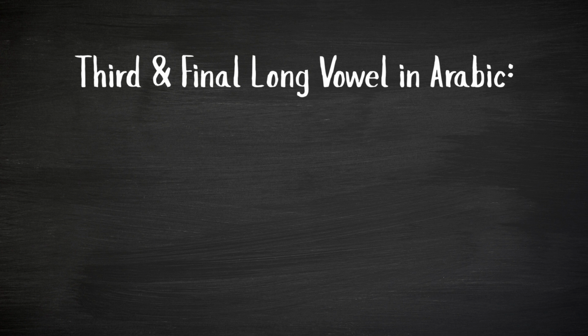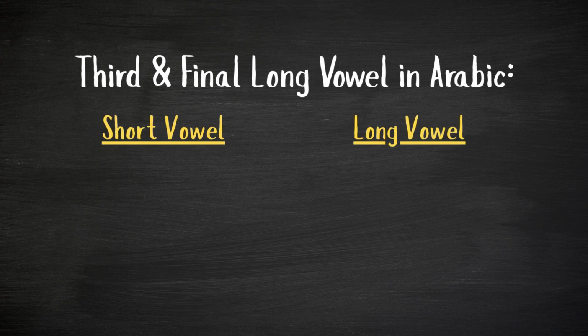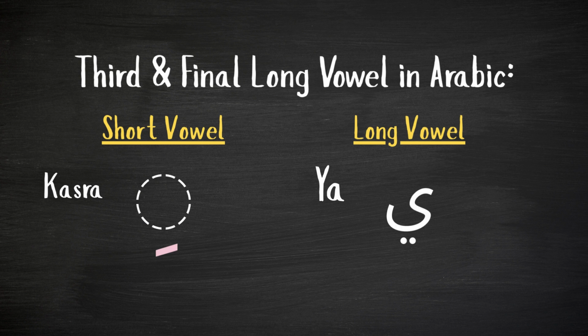Now, let's focus on the third and final long vowel in Arabic. When a letter has the short vowel Kasra and is followed by the long vowel Ya, the sound stretches from a short E to a long E. The same sound, just held longer for 2 beats.